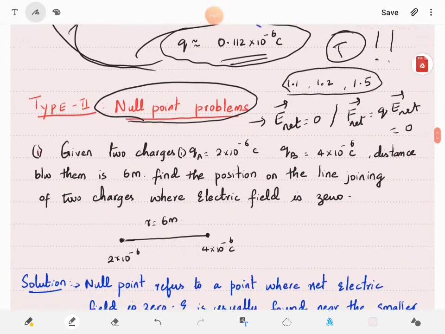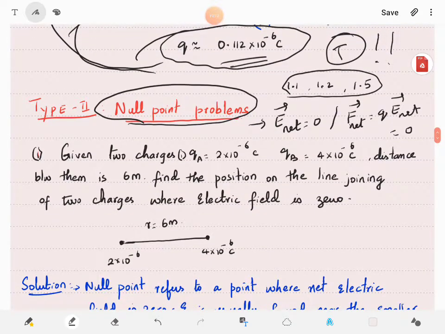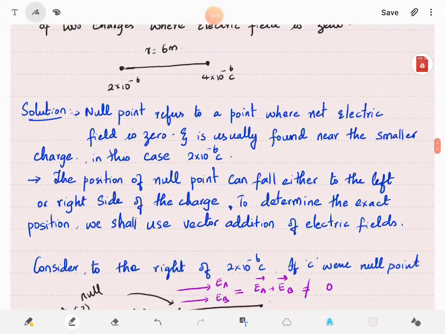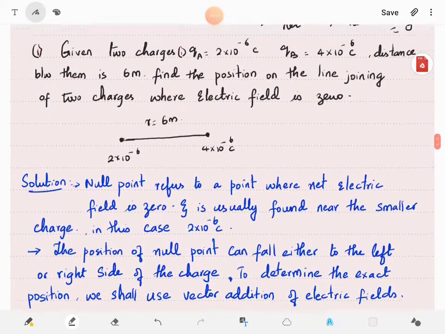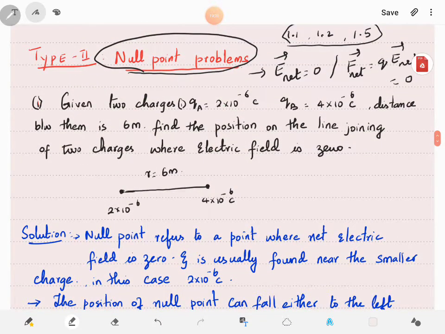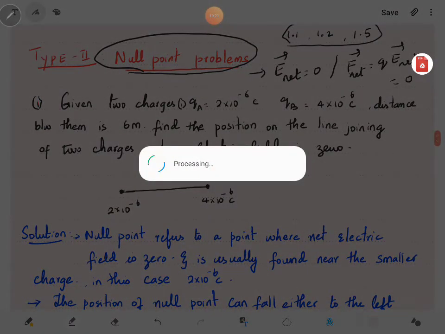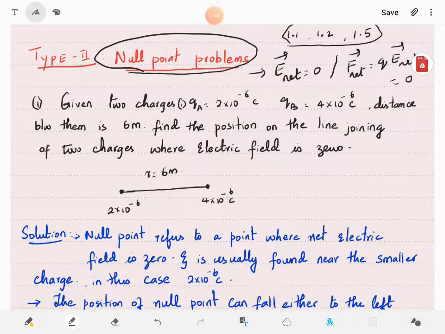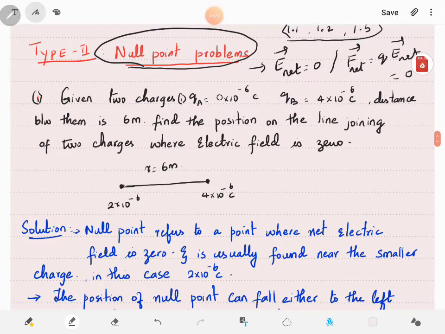In this question, we are given two charges. I think we'll have to make a few changes here. Let's change the values from 2 and 4 to 4 and 16, because it is going to be much simpler to solve.